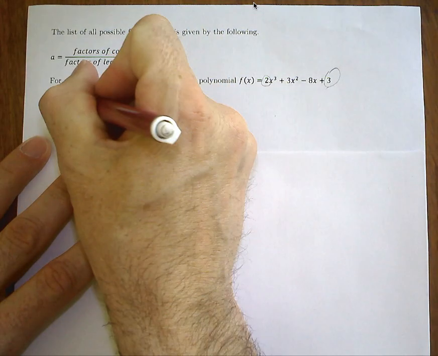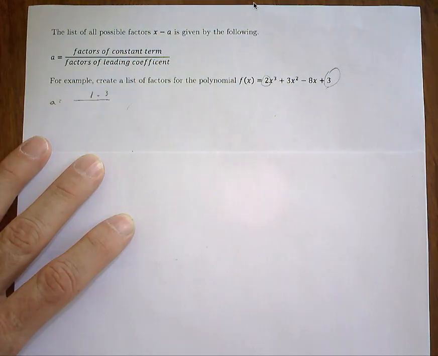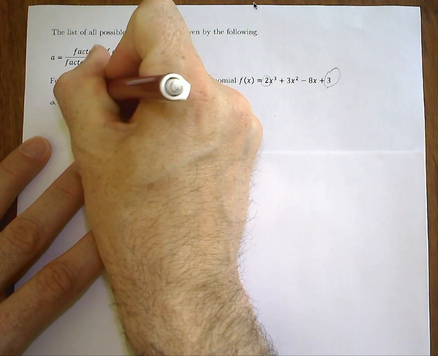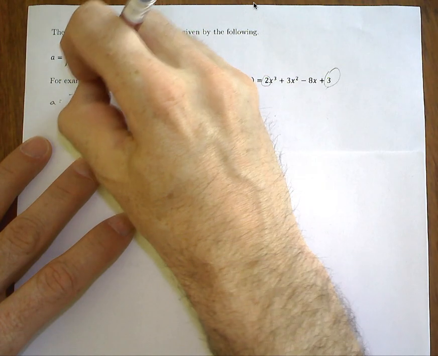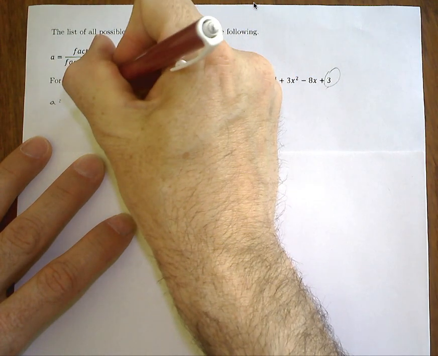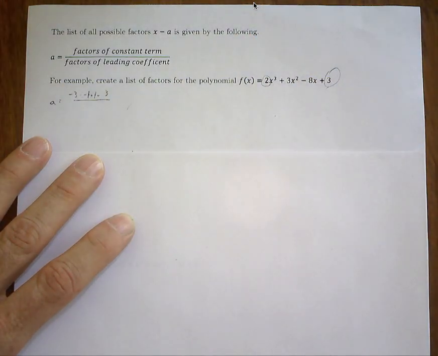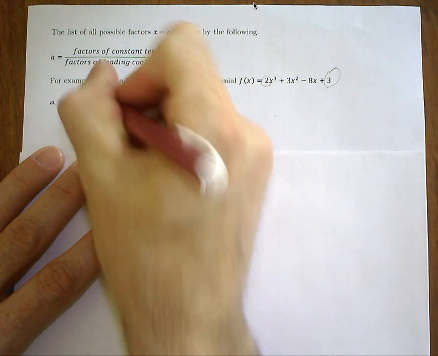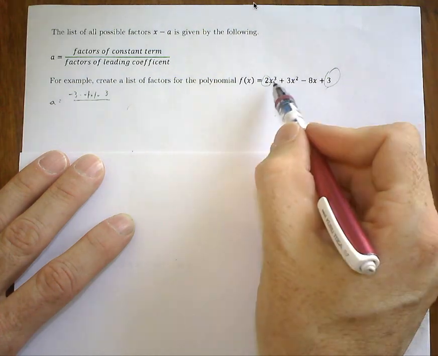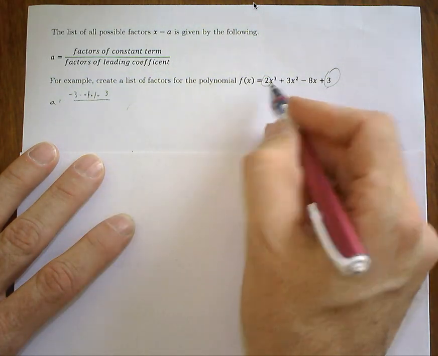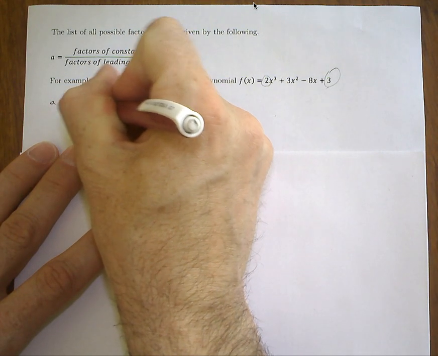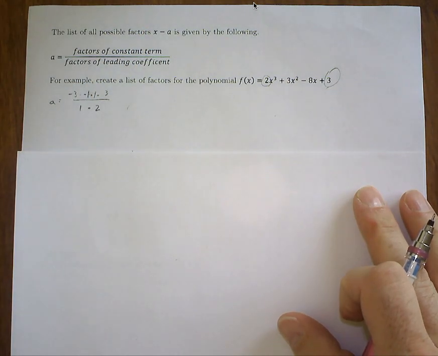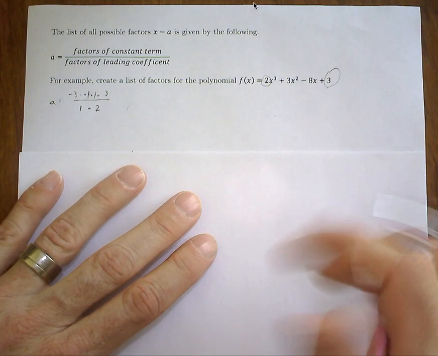So the factors of 3 are 1 times 3. But be very careful, because the factors of 3 can also be negative 3 times negative 1. So I have 1, negative 1, negative 3, and 3 on the top. And the factors of 2, I'm going to put them on the bottom. For the factors of 2, I'm just going to cheat and only consider the positive factors. I did that because of the brevity of this video. Now I have to work through the different combinations.